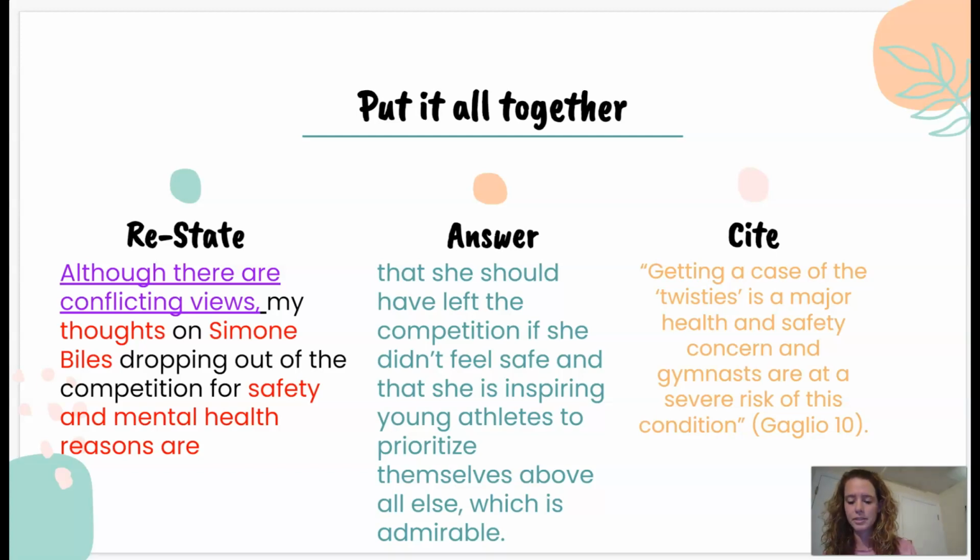So again, I've got my two reasons in my answer, and now I have to support it. I have to support my answer that I think she should have left if she didn't feel safe. So I found a quote from an article, and I want to pop this into my paragraph.